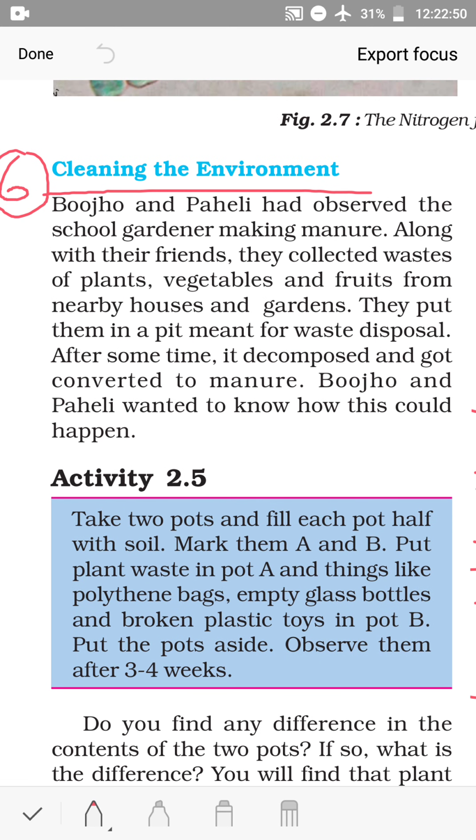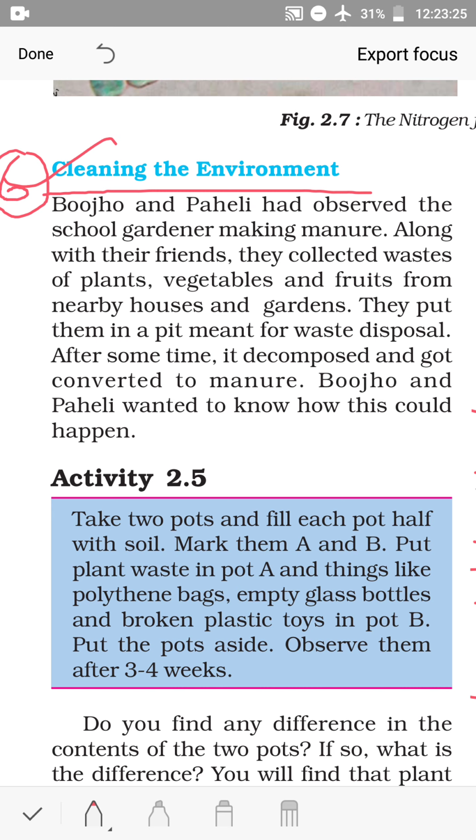Next, cleaning the environment. In class 7 you read about decomposers, also called the natural cleaners, right? Have you seen farmers or gardeners making manure? How do they make it? In a pit, they keep depositing cow dung, peels of fruits and vegetables, and dead leaves of plants, and keep it covered. After a few days, this gets decomposed and converted into manure. Now they can mix this in the soil to replenish the soil nutrients, right?